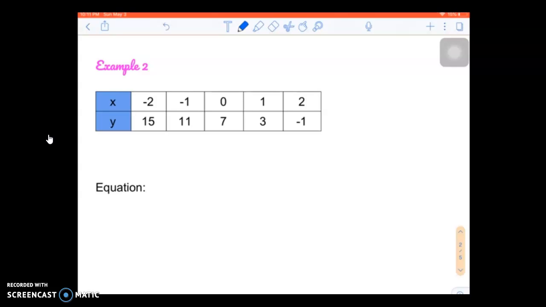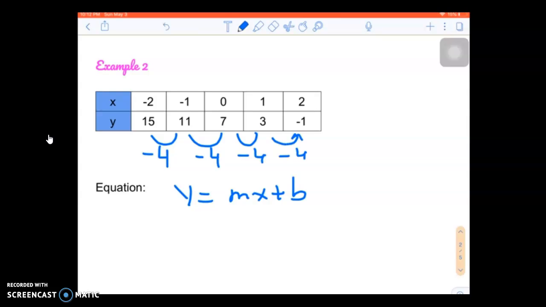Okay, here's another table, and this time they've actually used x and y for us. So the first thing we're going to do is write our formula, y equals mx plus b, and then I'm going to find the change in the y column. From 15 to 11 is minus 4, and from 11 to 7 is minus 4. Then from 7 to 3 is minus 4. So I have that constant change. It's going the same exact amount every single time.